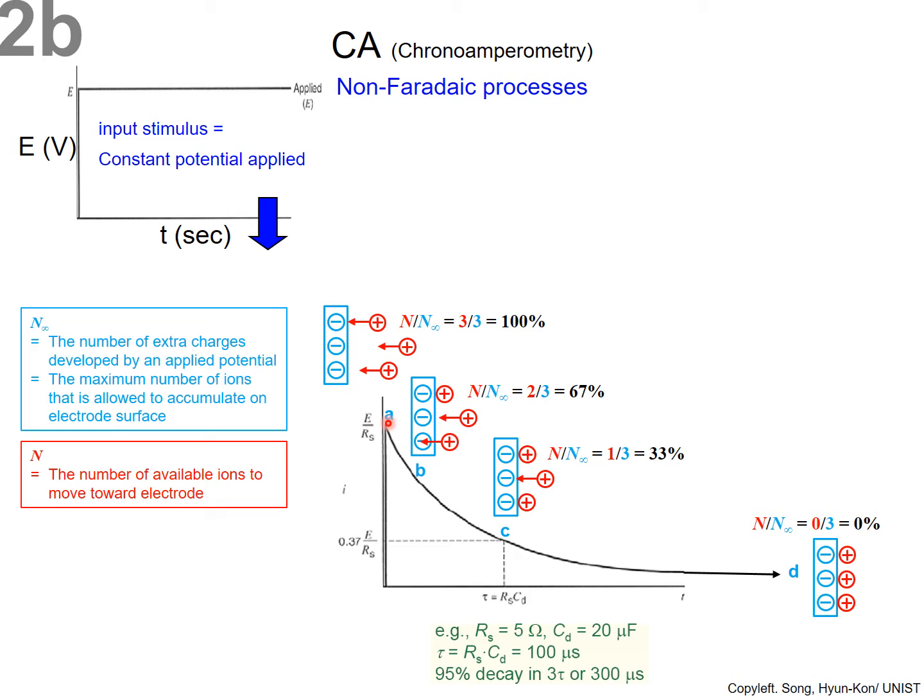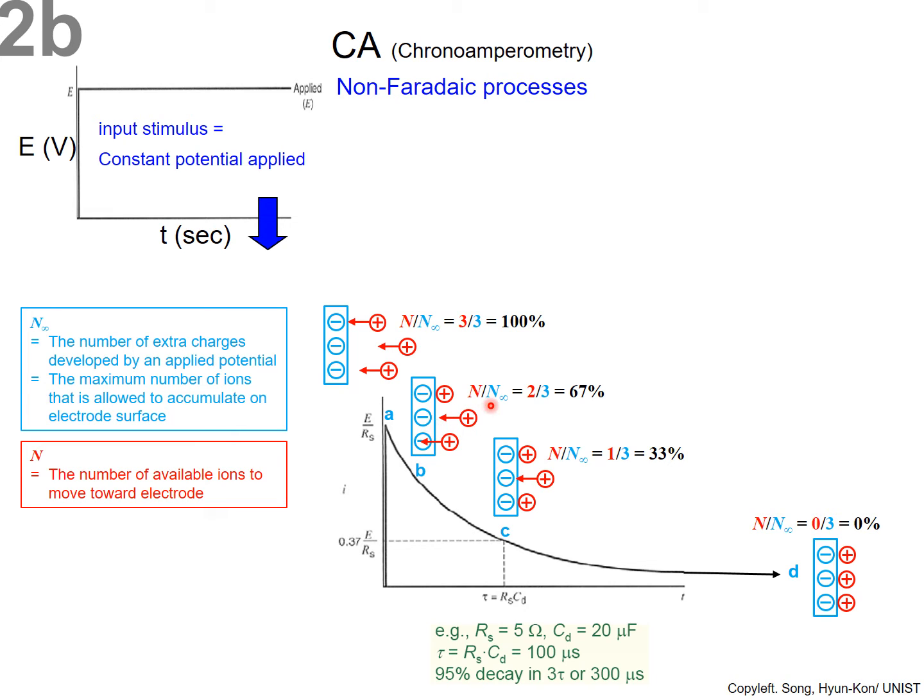Then let's go to the point B. About 10 microseconds just after the applied potential, what happens? One of the 3 available ions finally reached the surface of the electrode. Then one of the extra negative charges of the electrode was compensated by this cation. However, we still have 2 cations moving toward the electrode.